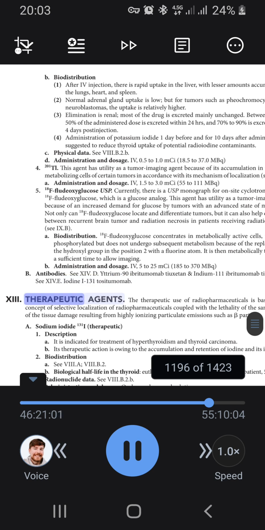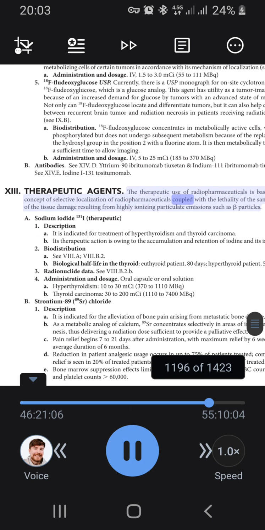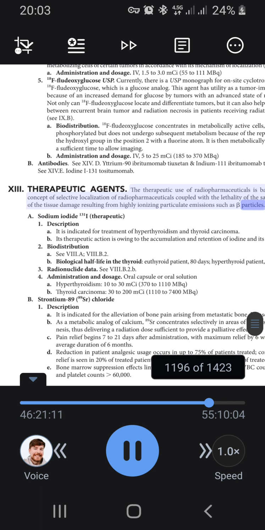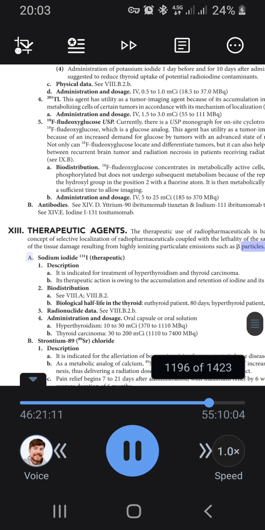3. Therapeutic agents. The therapeutic use of radiopharmaceuticals is based on the concept of selective localization of radiopharmaceuticals coupled with the lethality of the same because of the tissue damage resulting from highly ionizing particulate emissions such as beta particles. Sodium iodide I-131, therapeutic. 1. Description. A. It is indicated for treatment of hyperthyroidism and thyroid carcinoma. B. Its therapeutic action is owing to the accumulation and retention of iodine and its isotope I-131.